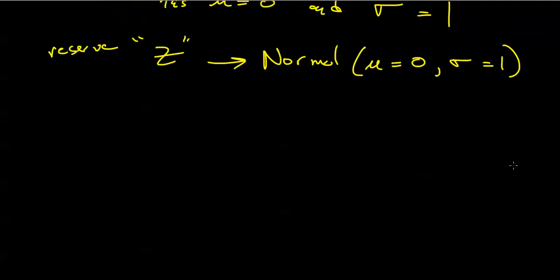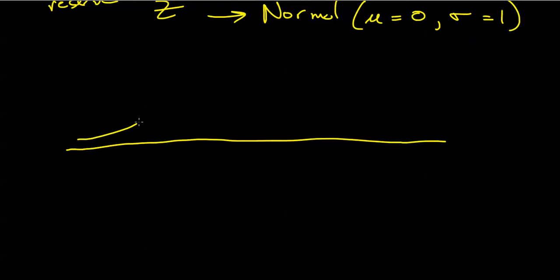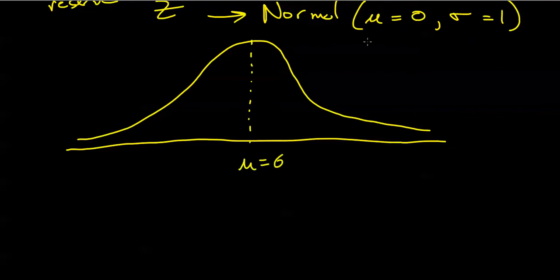Alright, so I can easily sketch a picture or a graph of distribution of Z values. I'll just draw a range of possible values, and I draw a bell-shaped curve indicating the peak would be at 0. Remember, the center of a normal distribution is always at its mean, and the mean here is 0. That's not a 6, that's a 0. Okay? And the standard deviation of 1 is kind of not so easy to pictorially illustrate.